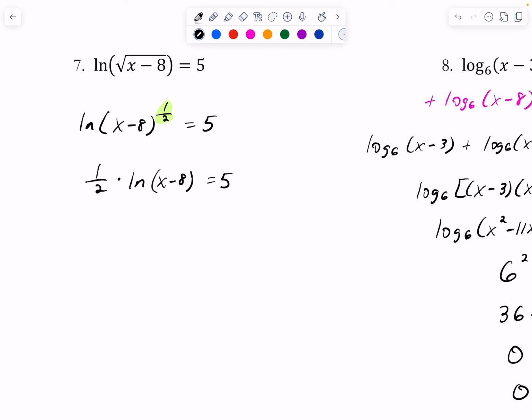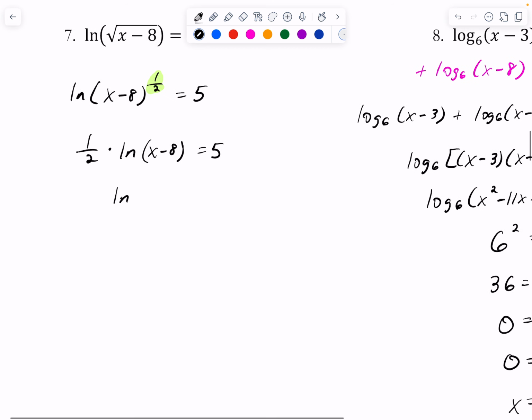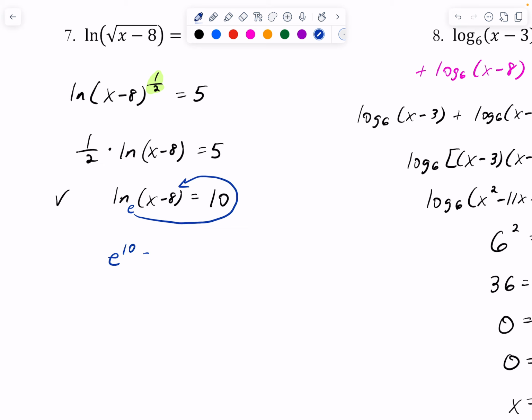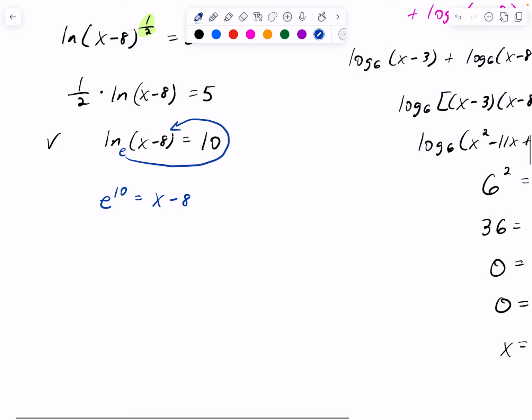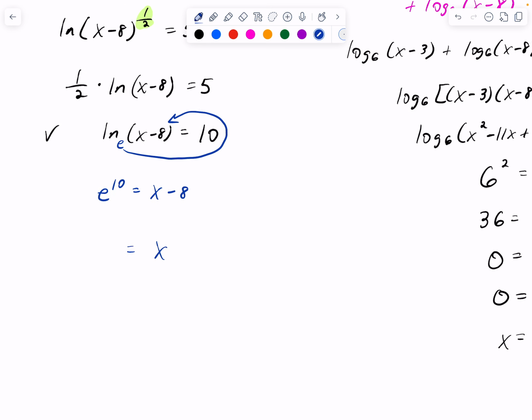minus 8. And if I divide that 1/2 over, which I'm not actually going to do, I'm going to multiply by the reciprocal of 2. So 5 times 2 would be 10. So now I have achieved what I think is a simpler version of that. So using my base of e, I'm going to do e to the 10th power equals x minus 8. To get x by itself, I'm going to move that minus 8 over to get e to the 10th power plus 8. And you're just going to leave it like that.